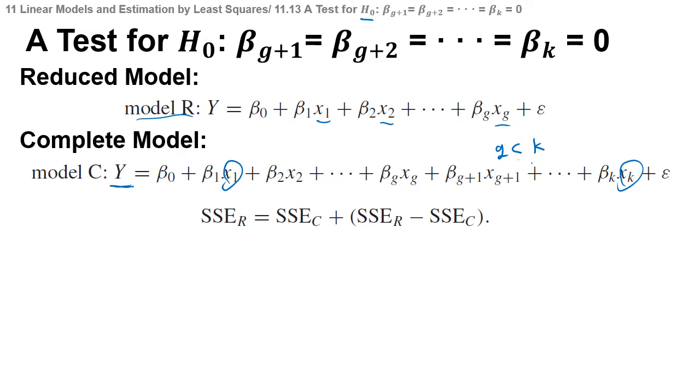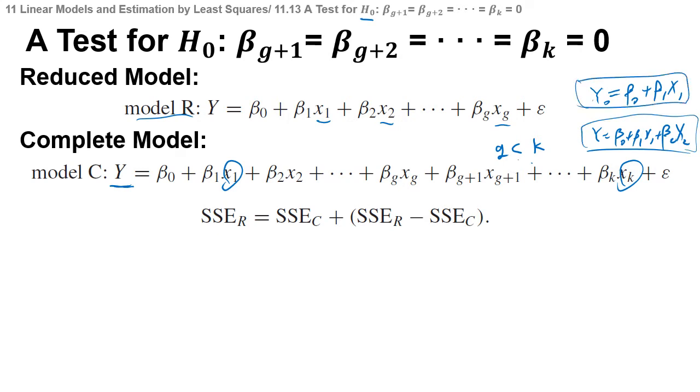So in that sense, the model R is the reduced model. For example, let's say y equals beta 0 plus beta 1 x1 plus beta 2 x2 is the whole model, and then an example of the reduced model can be written as y equals beta 0 plus beta 1 x1. So this is the whole, complete model, and this is the reduced model.